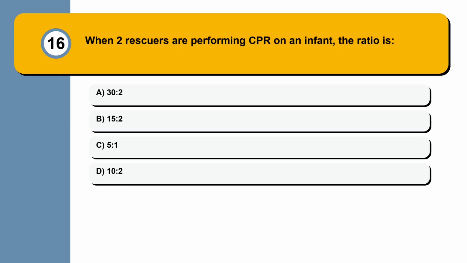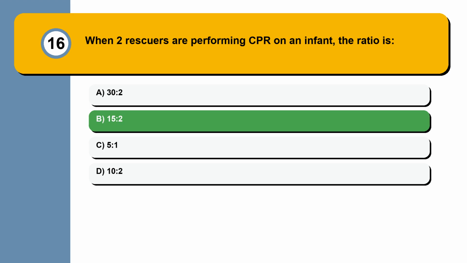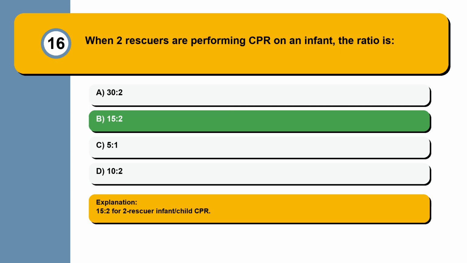Question 16. When 2 rescuers are performing CPR on an infant, the ratio is 30:2, 15:2, 5:1, or 10:2? 15:2 for 2 rescuer infant and child CPR.